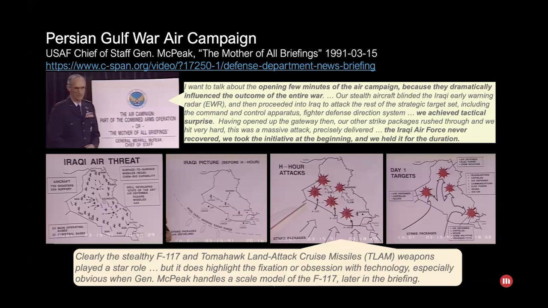So the point was that technology did allow the U.S. Air Force and the coalition Air Force in general to achieve tactical surprise, and they took the initiative. And as he says, the Iraqi Air Force never recovered from those first couple of days. It was just game over for them.